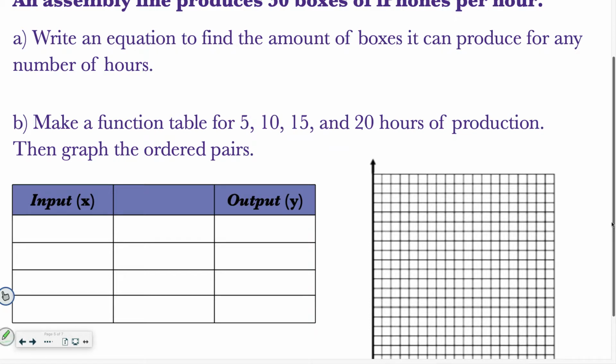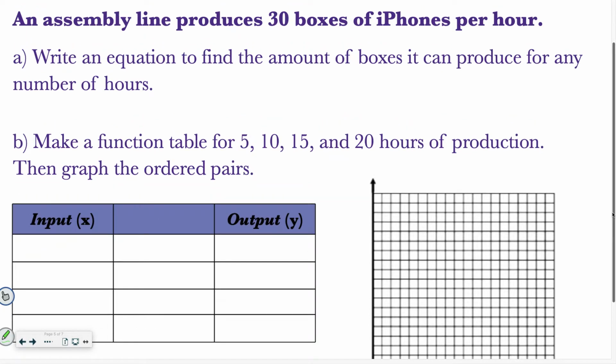So if it can produce 30 boxes of iPhones per hour, that means in 1 hour it would produce 30 boxes, right? In 2 hours it would produce 60. 3 hours would be 90. But what if I want to know like 10 hours from now? What would I do? I wouldn't want to say 30 plus 30 plus 30 plus 30 plus 30, and I wasn't counting how many 30s that was. I wouldn't want to do that 10 times, right? Instead, I would multiply. I would say 30 times 10 hours.